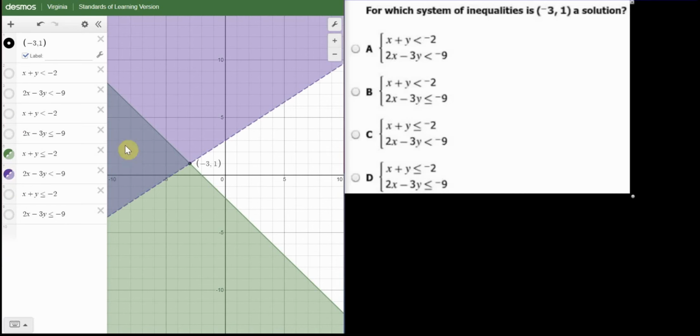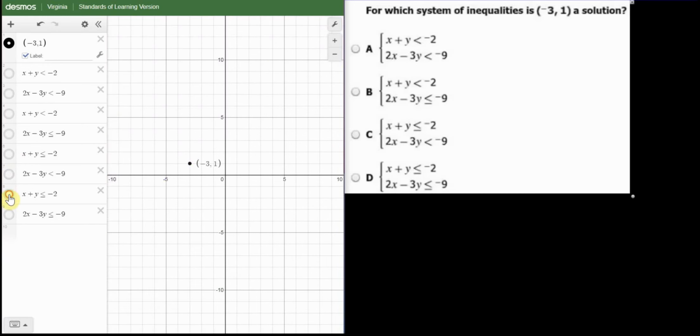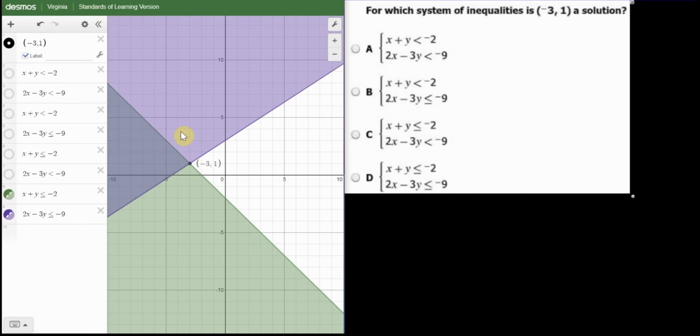All right, same thing here. This point is on one of the solid lines, but it's on one of the dotted lines, so it only works for one of the equations. Come over here, and again, now it works, all right?